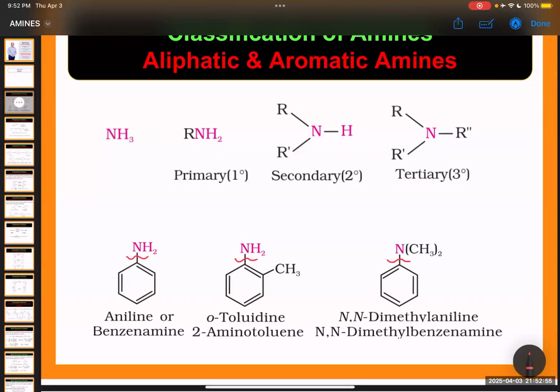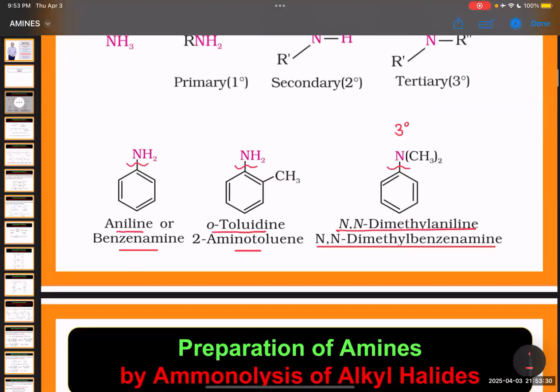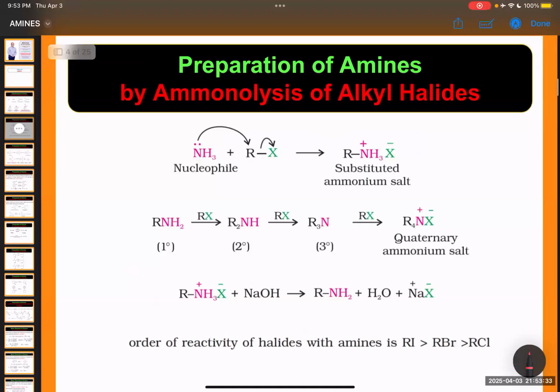Okay. Or the IUPAC name. Aniline is the common name, and benzenamine is the IUPAC name. And this is orthotoluidine, which is the common name, and 2-aminotoluene is the IUPAC name. This is a tertiary as well as aromatic amine. Okay, this is N,N-dimethyl aniline or N,N-dimethyl benzenamine. So this is the basic classification of amines, aliphatic and aromatic. Okay. Now the preparation.